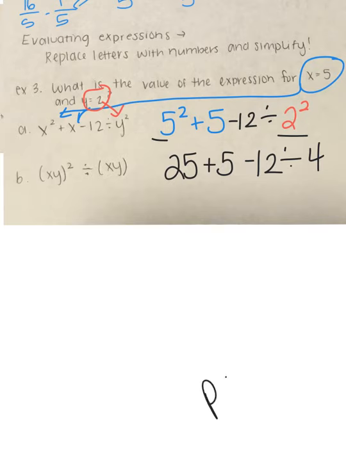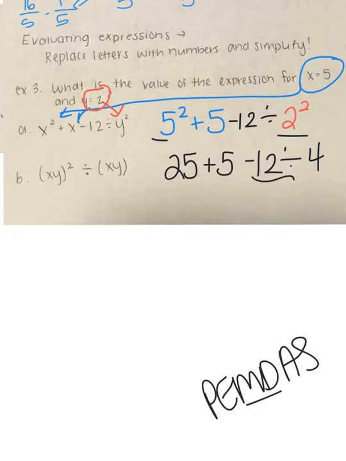Now remember, multiplication and division. I do see division right here, so I need to take care of that first. 12 divided by 4 is 3. Now I only have my addition and subtraction left, that's right here.